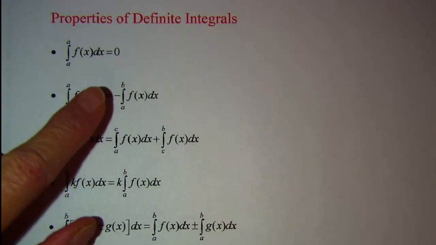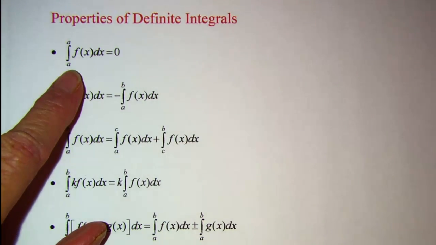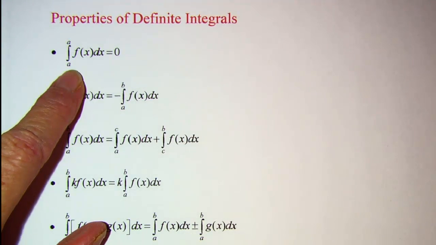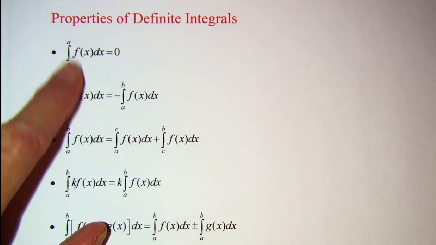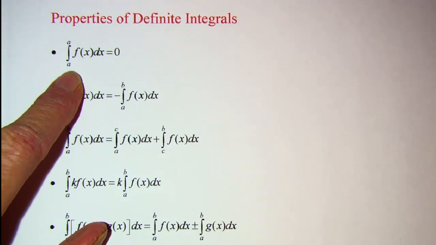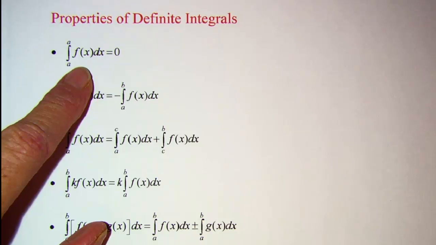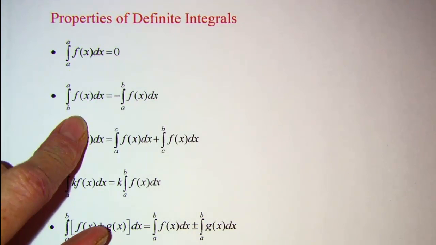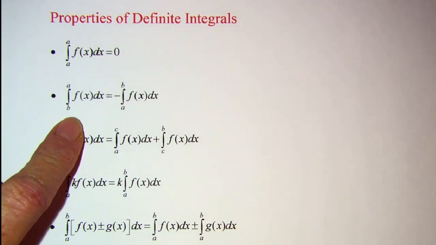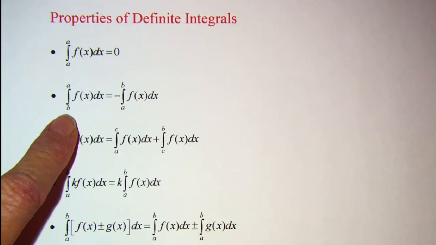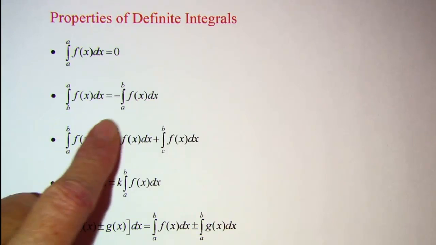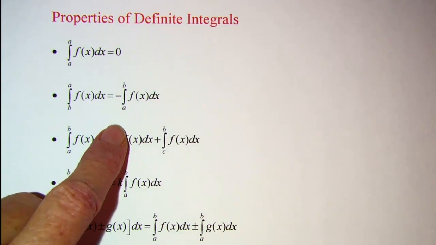In this first one, we can see that the lower limit of integration is the same as the upper limit. So that would just make sense that the area of the region below the function is going to equal 0. On this one, if we wish to change the lower limit and the upper limit and reverse those, we can do that by just putting a negative out in front of the integral.